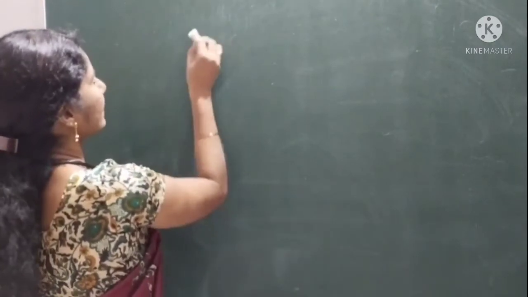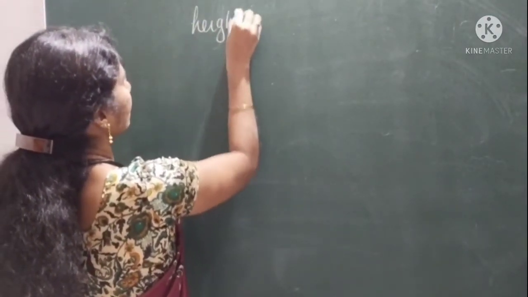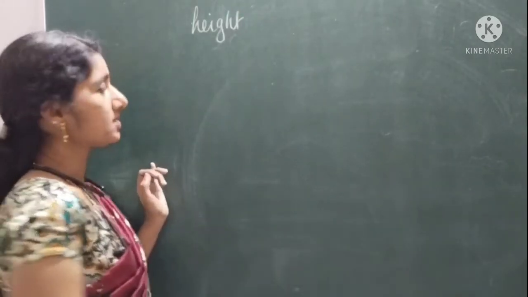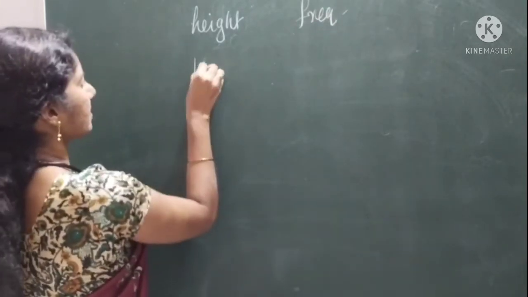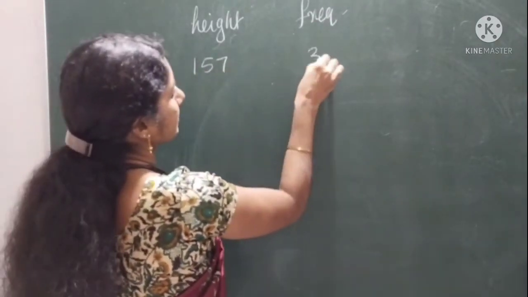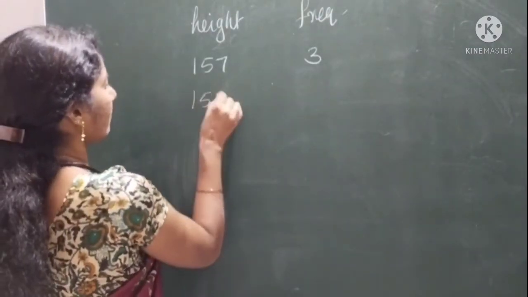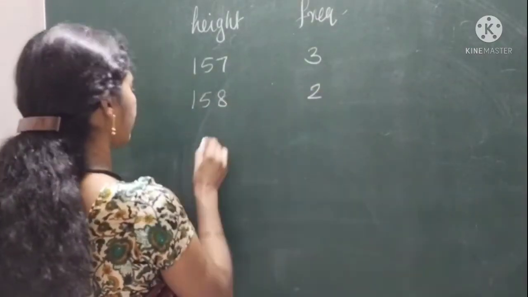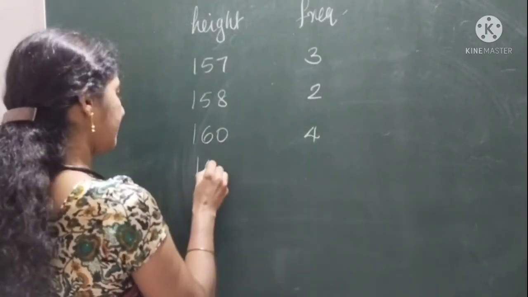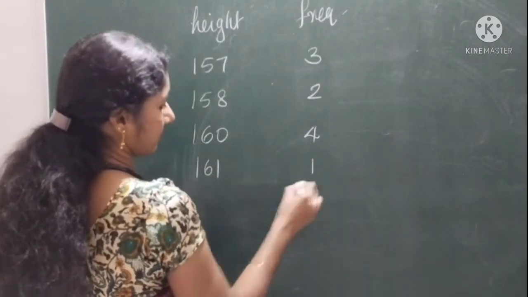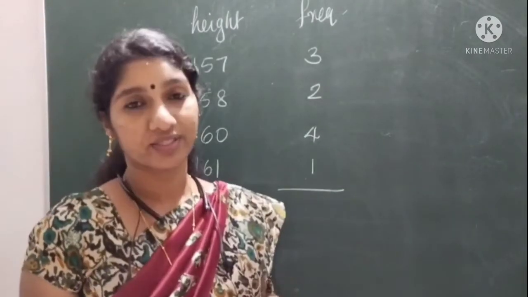Suppose we got a frequency distribution table like this. We are collecting the height of students from a class and the frequencies are given. Height is 157 centimeter. 3 students are having the height 157 centimeter. 158 centimeter, 2 students. 160 centimeter, 4 students. 161 centimeter, that will be 1. Then now we need to find the mean of this data.